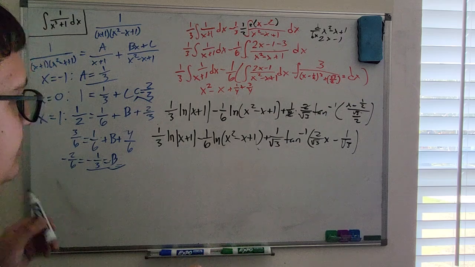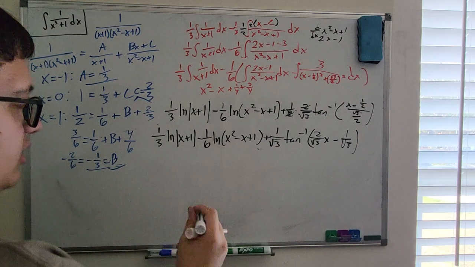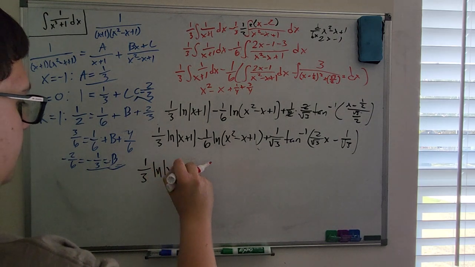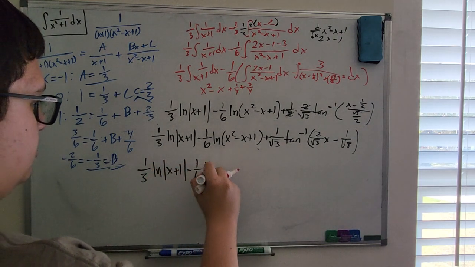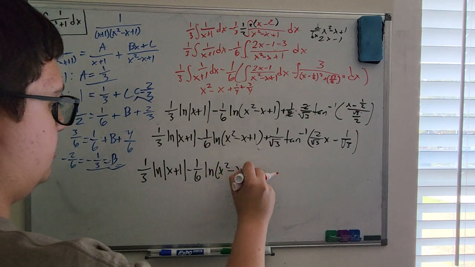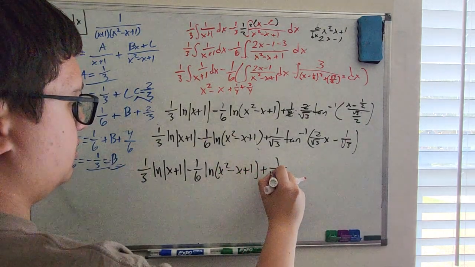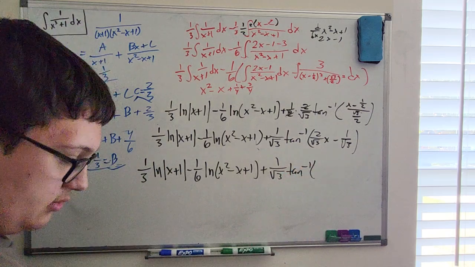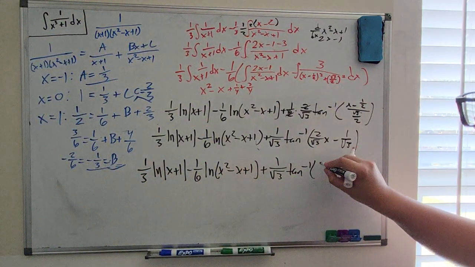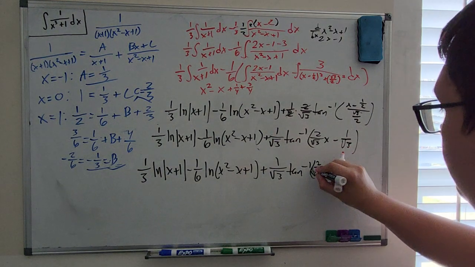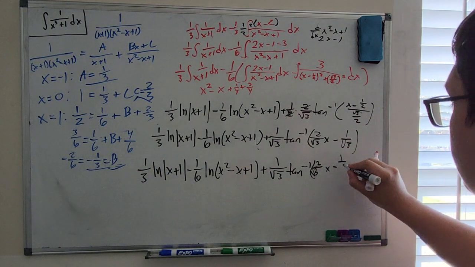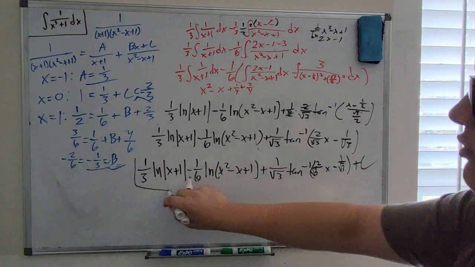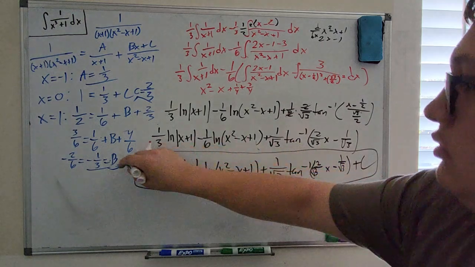So now what I'm going to do is rewrite it so it's a little bit easier to read. So 1/3 natural log x plus 1 minus 1/6 natural log x squared minus x plus 1, plus 1 over square root of 3 arctangent of (2x minus 1) over square root of 3, plus c, because we're integrating an indefinite integral. There it is.